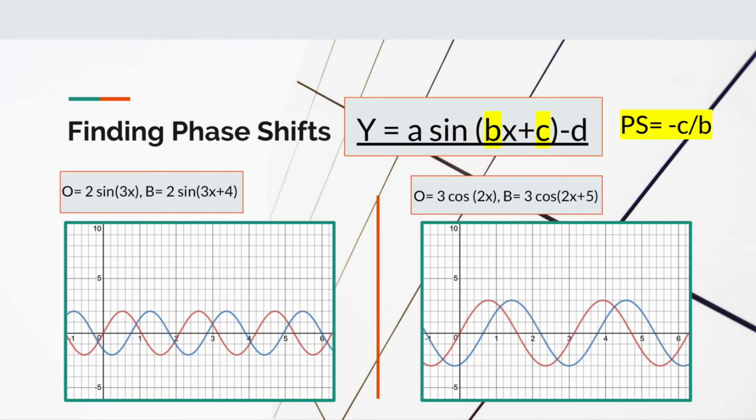Now let's look at the right graph. What would be the phase shift for this graph? Do you see it? The answer would be negative 5 over 2.